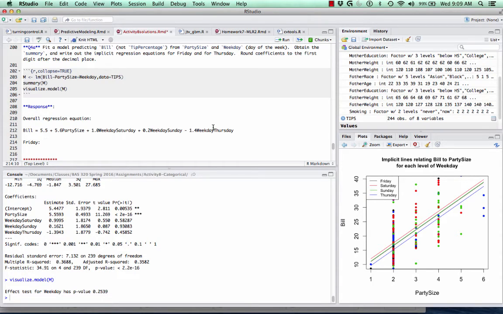Friday is the value that comes first alphabetically, so it's the reference level. All indicator variables are equal to 0 for that. So this one's really easy. Bill equals 5.5 plus 5.6 times party size.